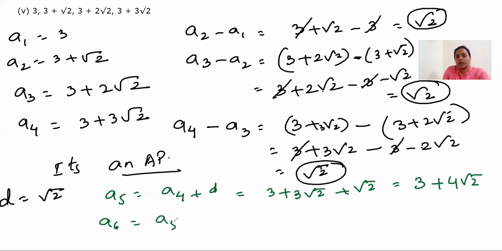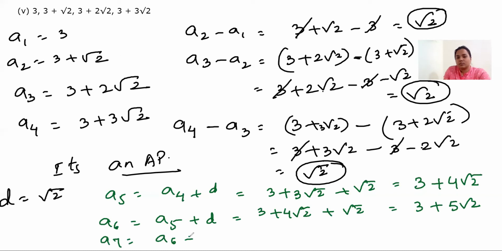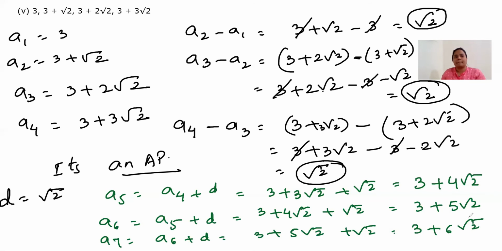A6 is equal to A5 plus D, that is 3 plus 4 root 2 plus root 2. Again, 4 plus 1 is 5. So 3 plus 5 root 2. A7 is A6 plus D. A6 is 3 plus 5 root 2 plus D, that is root 2. So this will be 3 plus 6 root 2. Fine. Let's go to the next question.